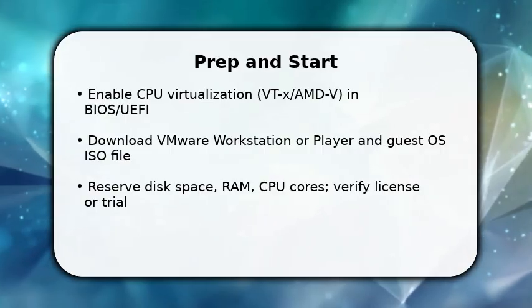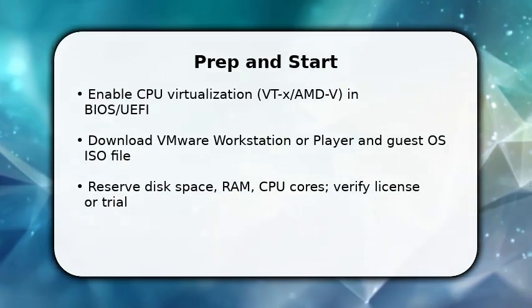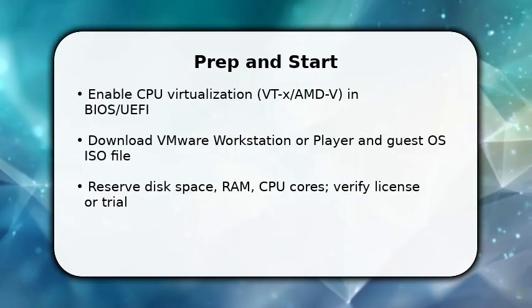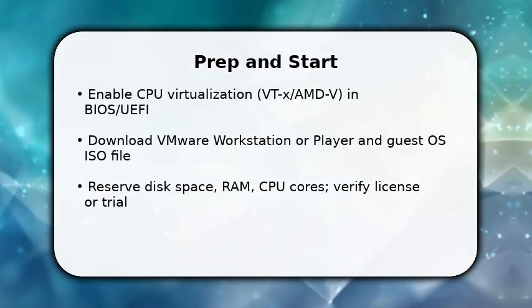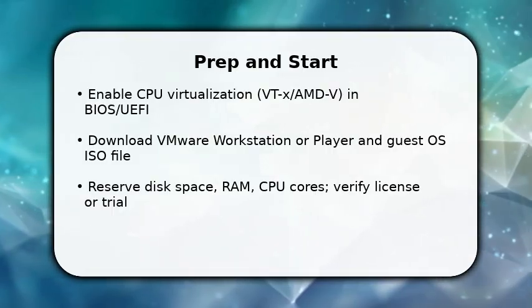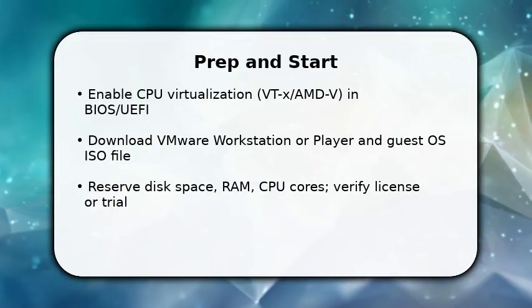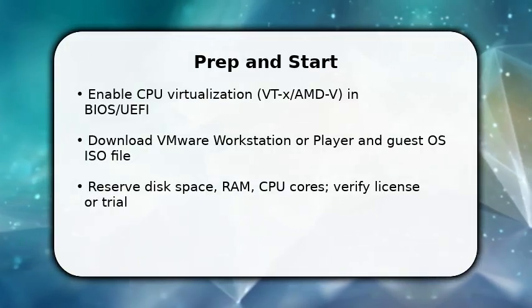You begin by confirming prerequisites. Enable VT-x or AMD-V in firmware, free at least 20-40 GB of disk, and decide RAM and vCPU counts. Once done, download VMware Workstation or Player and the guest OS ISO, plus any license keys. Make sure your host has current updates and enough free space.